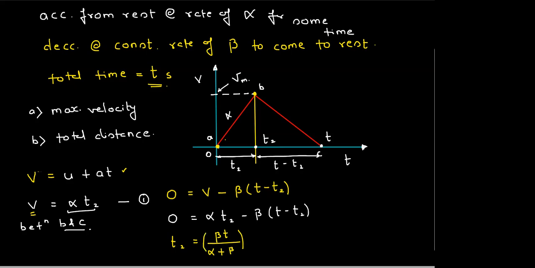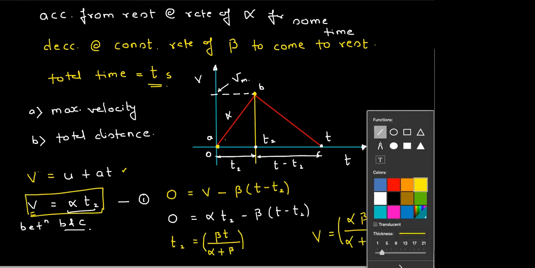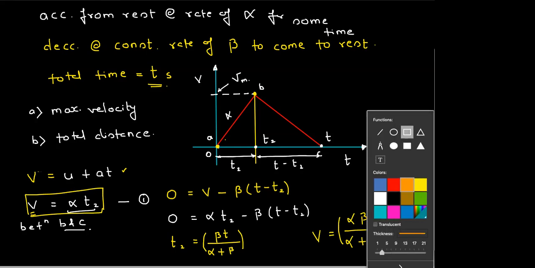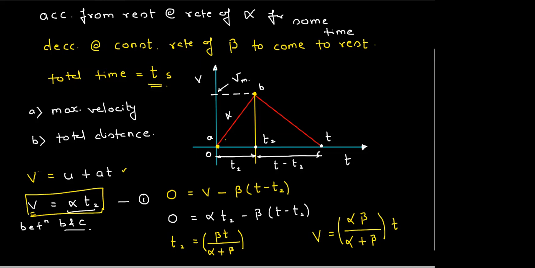Yes or no? This t2. So how will you get maximum velocity? Just substitute over here. Alpha into t2 is the maximum velocity. So v is equal to alpha beta divided by alpha plus beta into t. I hope all of you have understood how we are solving it. Everyone understood? Type in quickly.